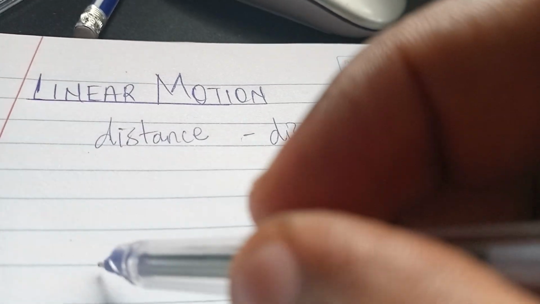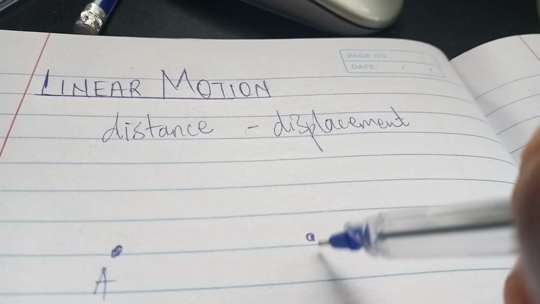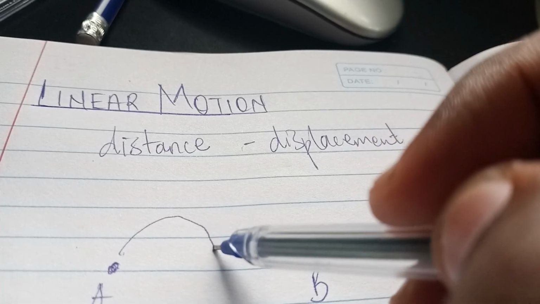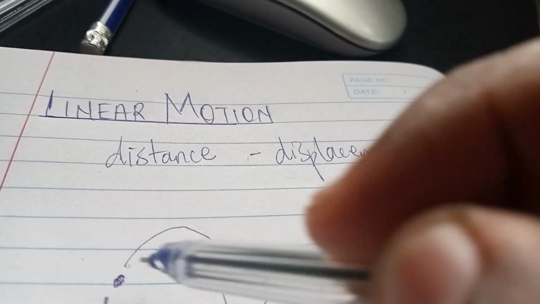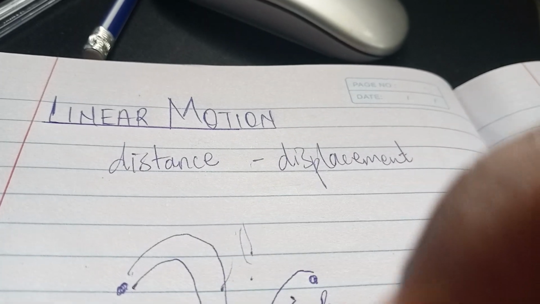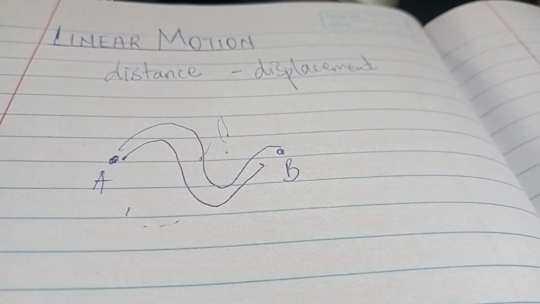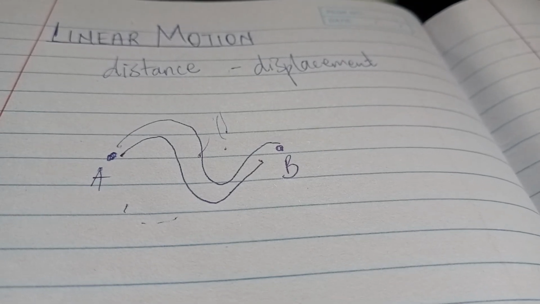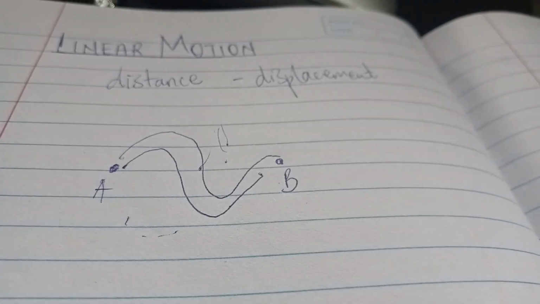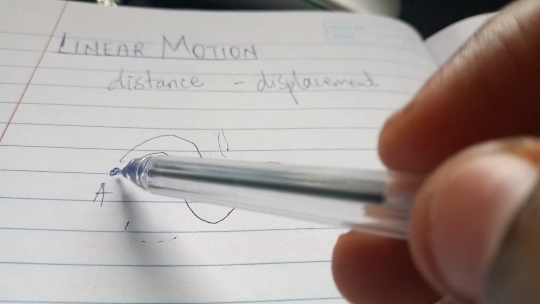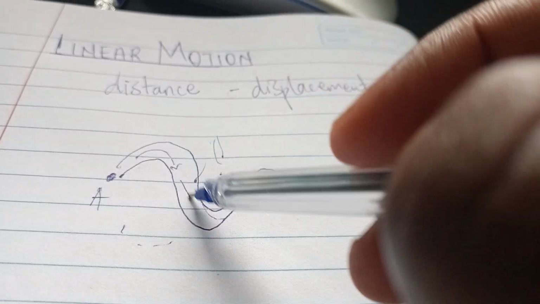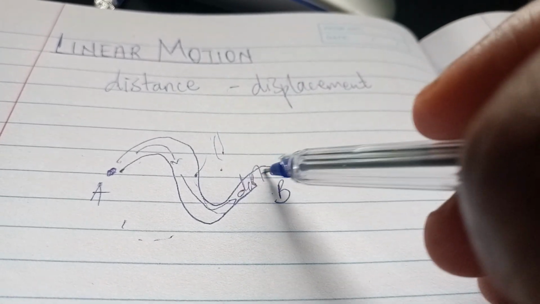This is house A maybe, and this house, let's call it B, and this is the road to go from this house to this house. Here there might be forest, buildings, and things like those. Now distance: if you're told to go from this point to point B, the distance is this whole length here that you will cover. This whole length is what is called distance.